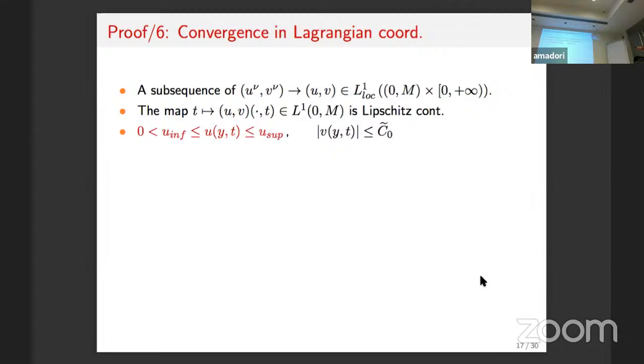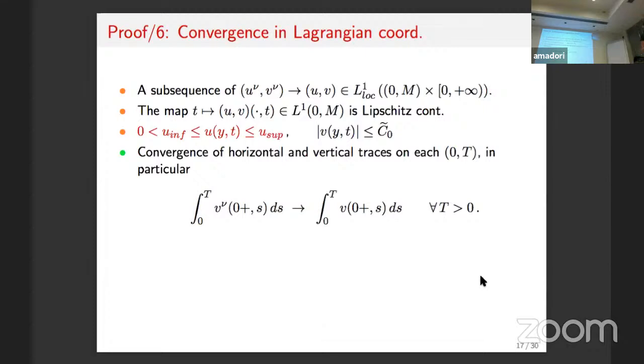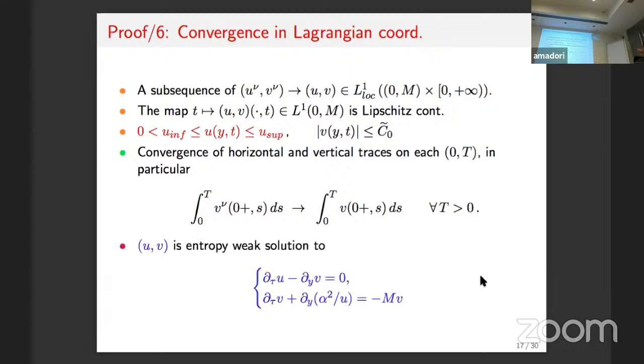So equipped with all these estimates, we can pass to the limit and show that, by compactness, a subsequence converges strongly in L1 loc to a function (u, v), that we have this Lipschitz continuous dependence that we write here, and that u is bounded from below uniformly by a constant. Also we have the convergence of the horizontal and the vertical traces. In particular, we have the convergence of the vertical trace of v at the bottom. This will be important in the convergence of the free boundaries when we go back to Eulerian coordinates. And lastly, we find that (u, v) is an entropy solution of our system.